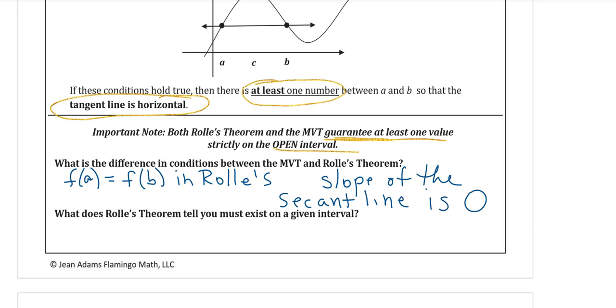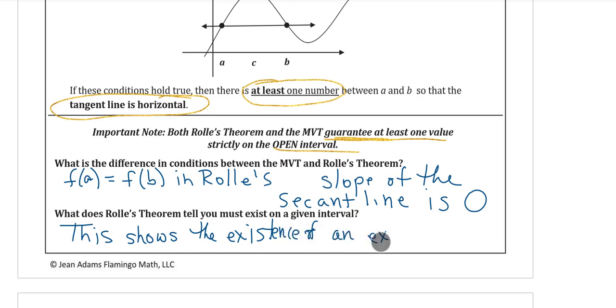Okay, what does Rolle's theorem tell you must exist on a given interval? This is the important part of this. This shows the existence of an extrema, a max or a min, in the interval.